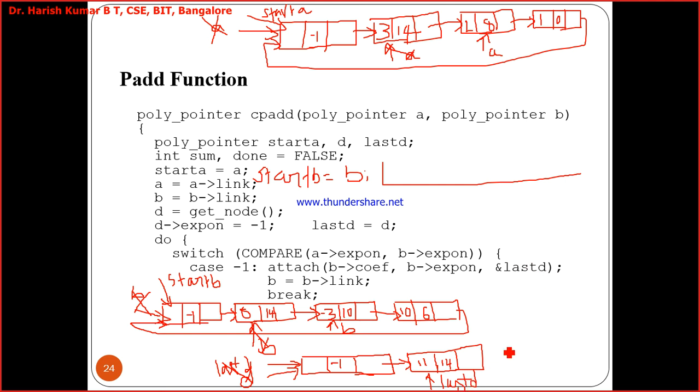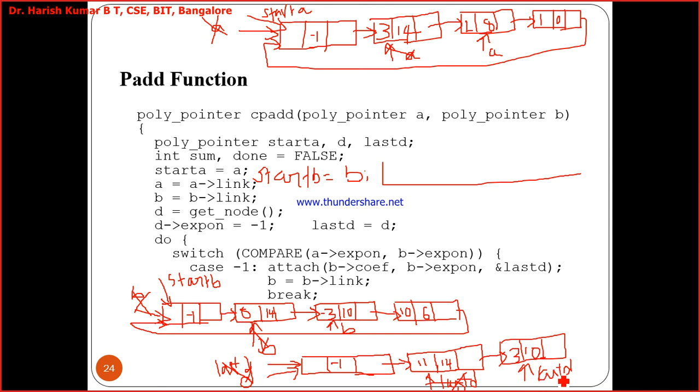So now one more node gets created here. B's coefficient is -3 and its exponent is how much? 10, and there's a link, and this is not pointing to this, so it is pointing to this. Why have we taken the name last D itself? Because it always points to the last term of your resultant polynomial D, hence it is called last D.